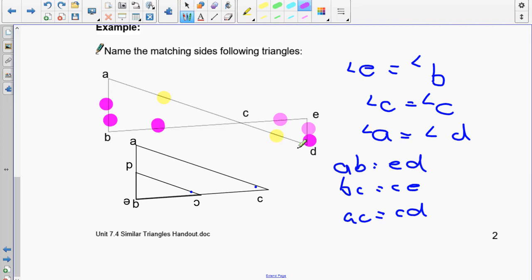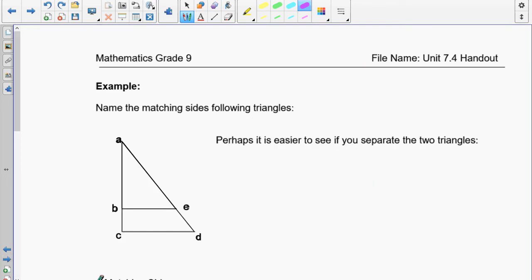And once you know that, then you can start solving this problem. And we'll show you how to do that after a bit. Okay. All right, let's take a look at the next question. Now this is a different setup.